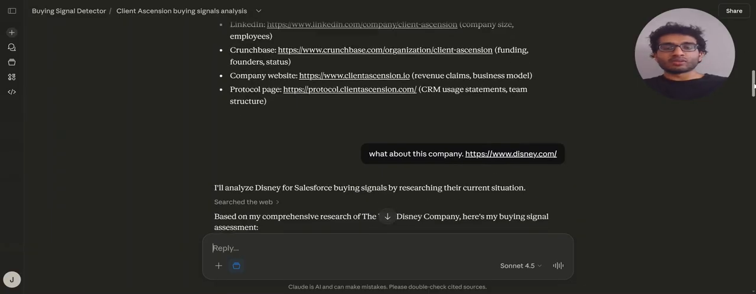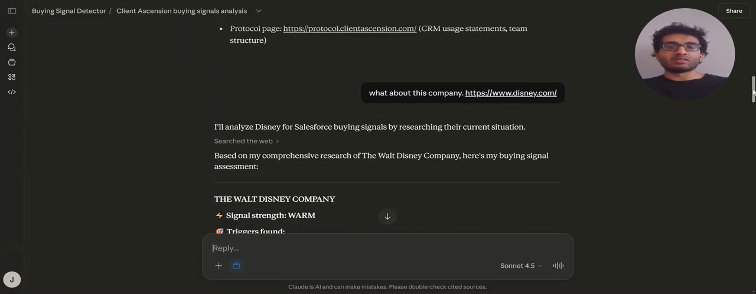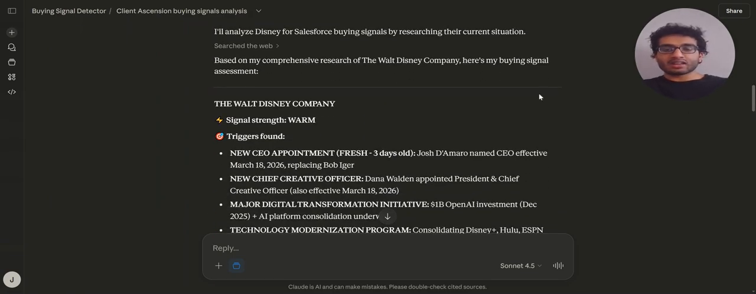A different one I've gone with is Disney. Disney, obviously, is a way different company, a multi-billion dollar enterprise. And it gives a much better interpretation, since Salesforce is an enterprise CRM. It's saying, hey, they're a warm lead.